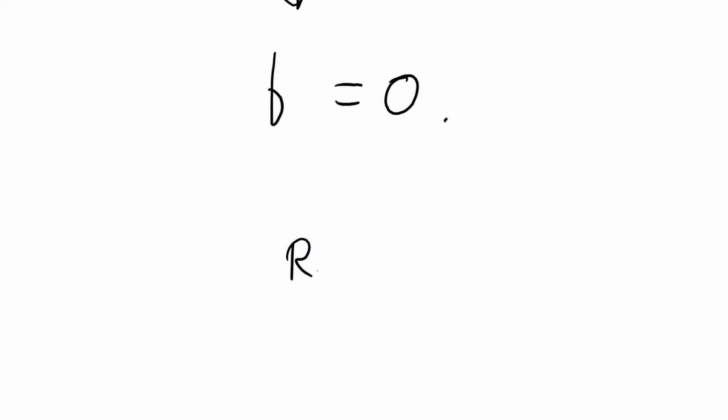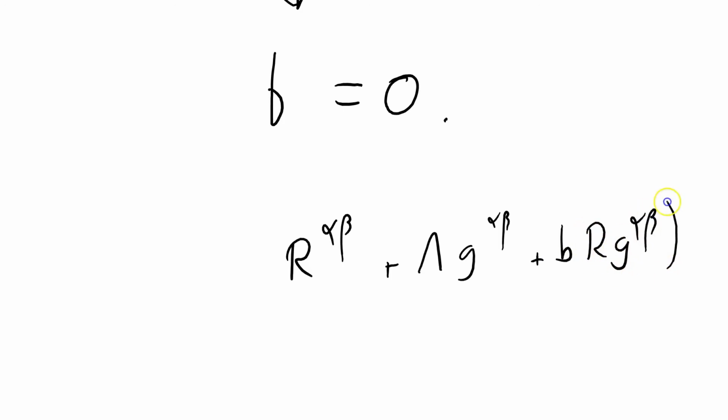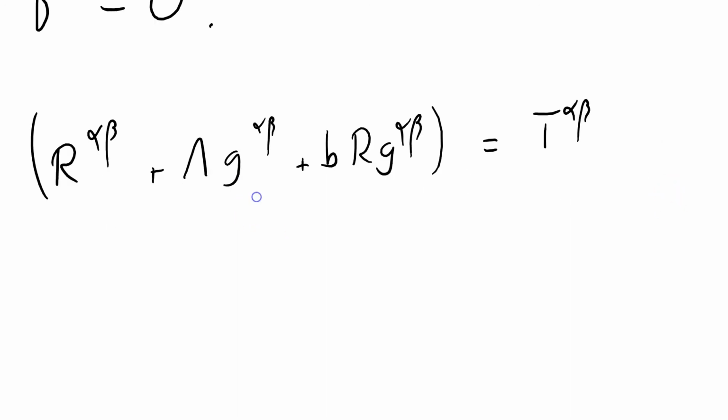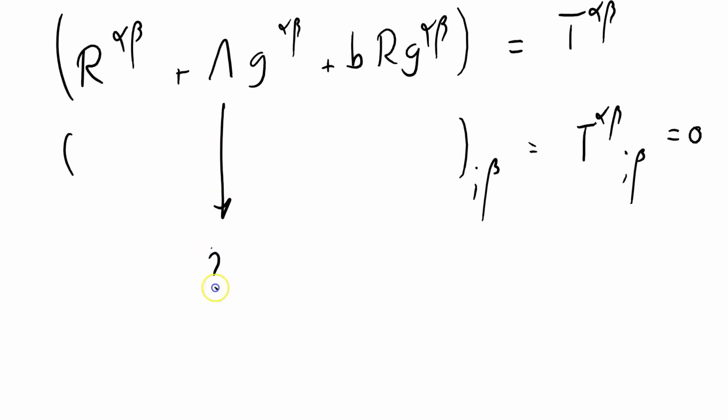So my candidate for the field equations was R alpha beta plus, no, that's a lambda, G alpha beta, plus B R G alpha beta equals the stress energy tensor. But we know that the derivative of that, so this semicolon beta equals T alpha beta semicolon beta, which equals 0, which tells me that that can be anything I like, and B has to be minus a half from the Bianchi identities. So let me rewrite what we've got.